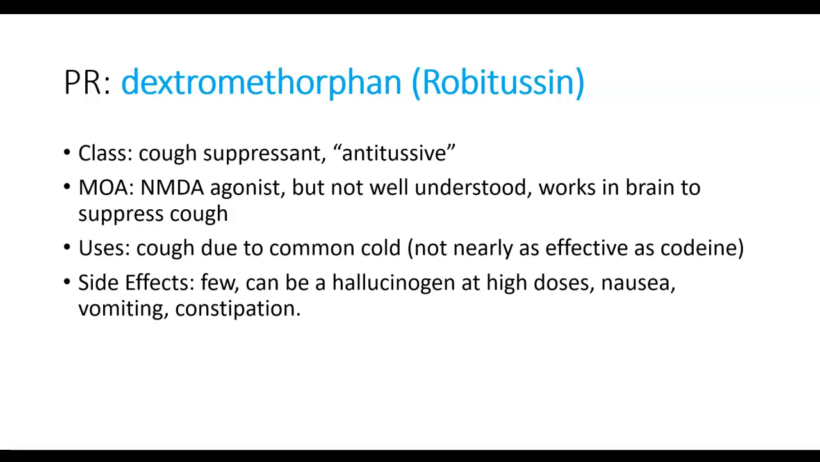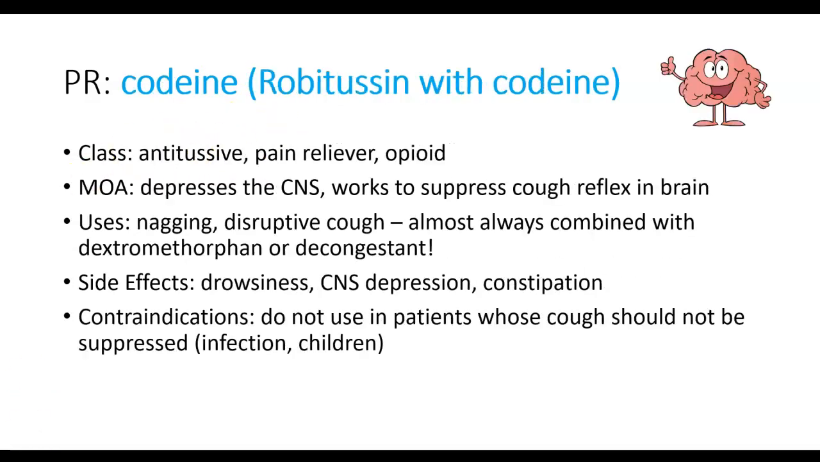It can also cause nausea, vomiting, constipation. So that would probably come with a high dose as well. The next prototype is codeine. So you really only have 2 prototypes for antitussives. You have basically a non-opioid and an opioid. And codeine is a very mild opioid.